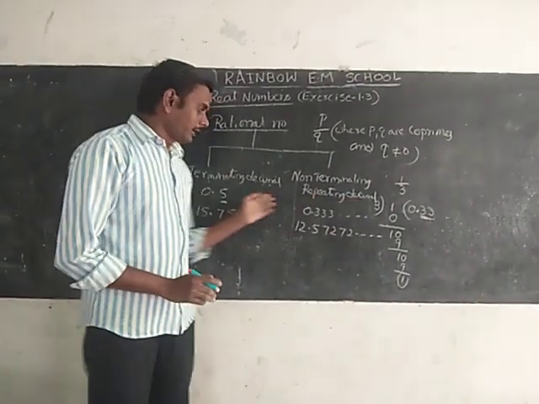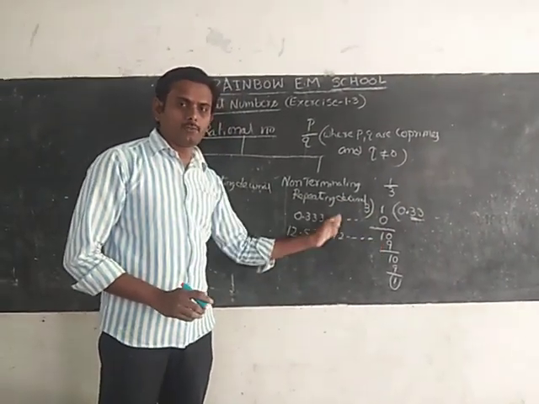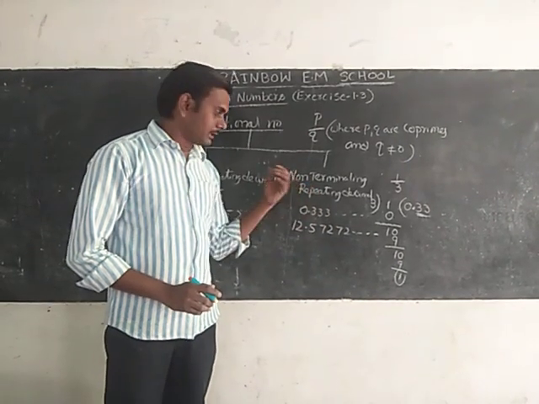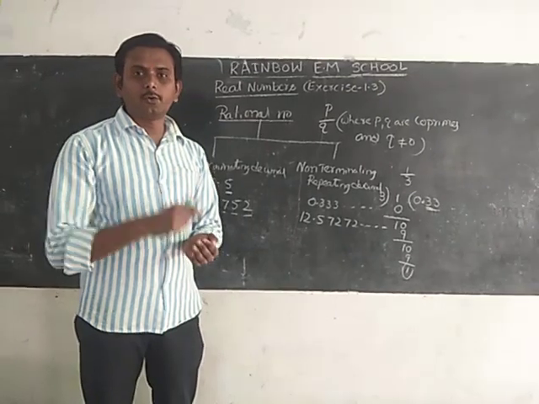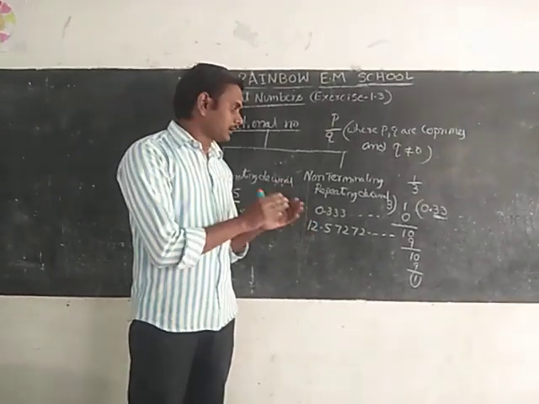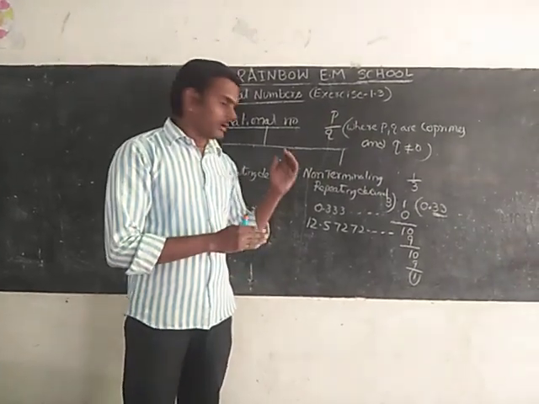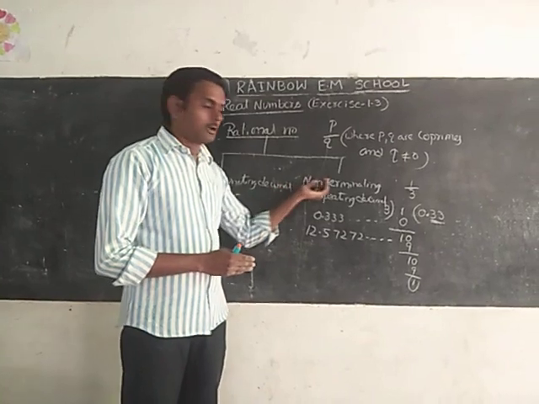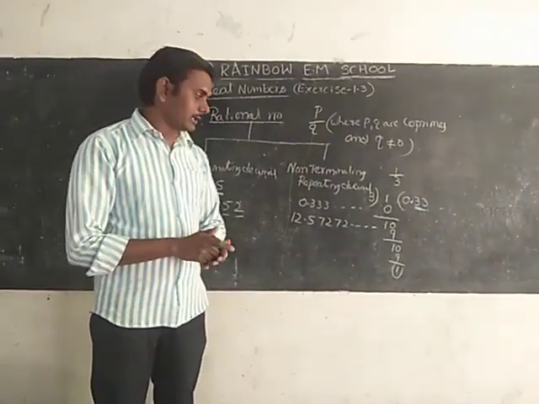Up to now we discussed these two models by division. Now without doing the division, how can we recognize whether the given rational number is a terminating decimal or non-terminating decimal? How can we recognize? Shall we see now?